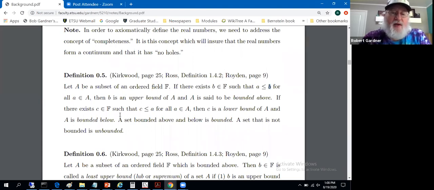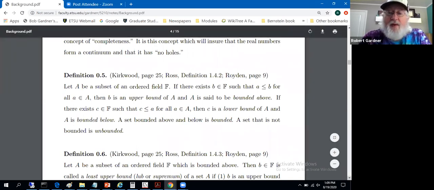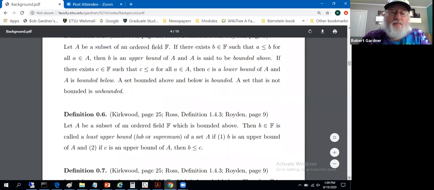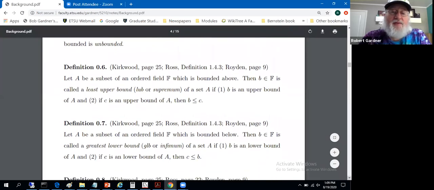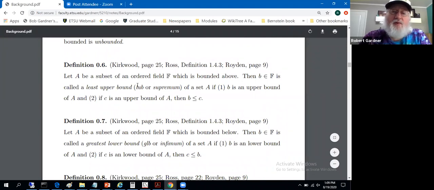And similarly, we can define lower bounds. If there's a C in the field such that we have C is less than or equal to a for all a in set capital A, then C is a lower bound of set A. And set A is said to be bounded below. A set bounded above and below is a bounded set. A set that's not bounded is an unbounded set. So there you go. All right, we need this idea of upper bounds and lower bounds so we can address least upper bounds and greatest lower bounds.